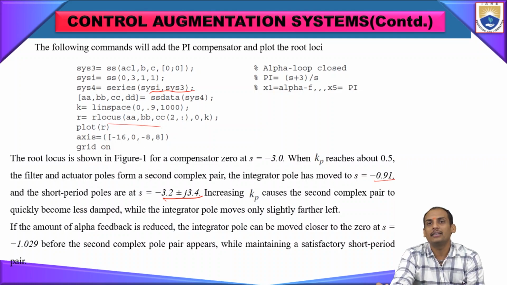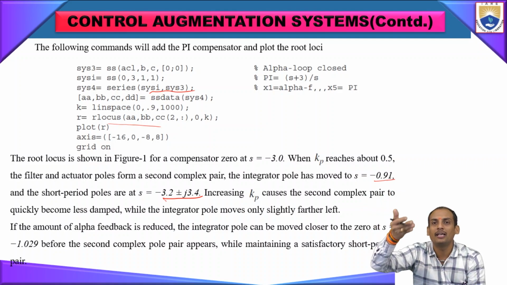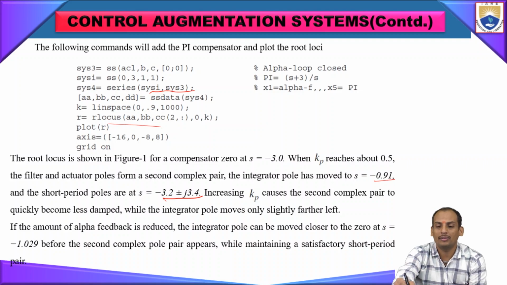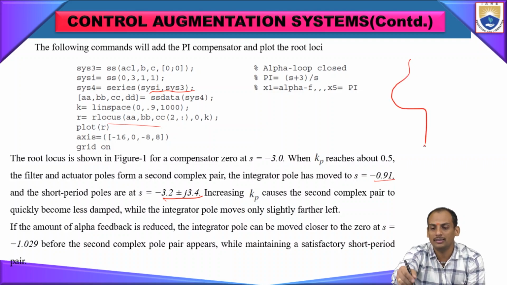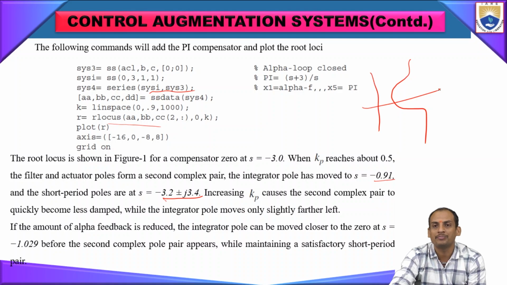That means increasing Kp causes a second complex pair to quickly become less damped. When the Kp value goes from 0.5 to 0.9, it is getting less damped only. While the integrator pole moves only slightly faster left, you see it is showing like this now. That means the integrator pole is moving slightly nearer to the 0 only.